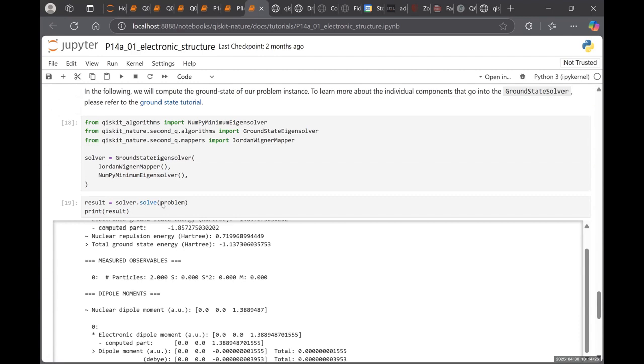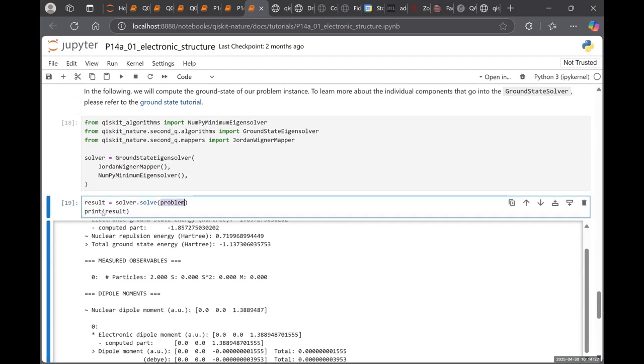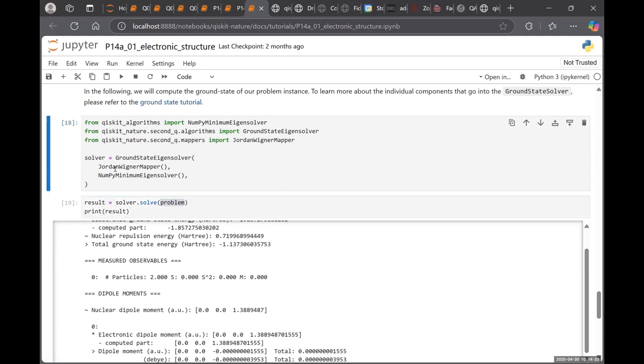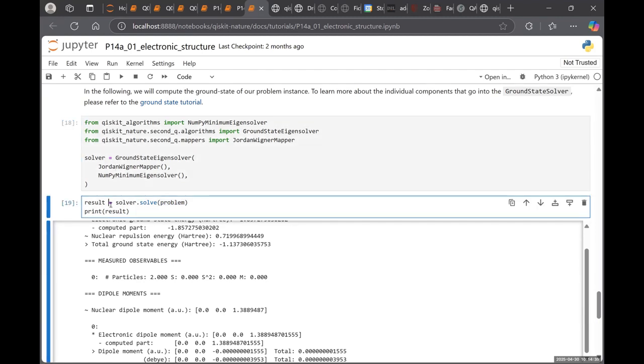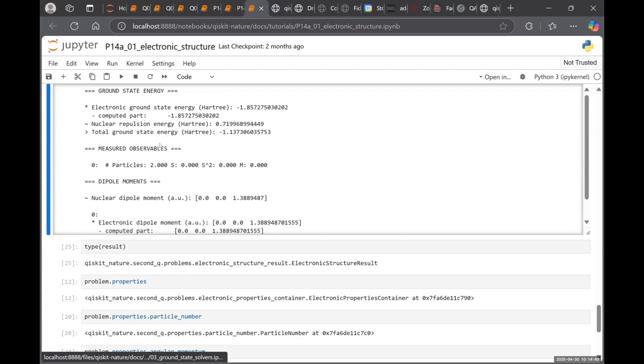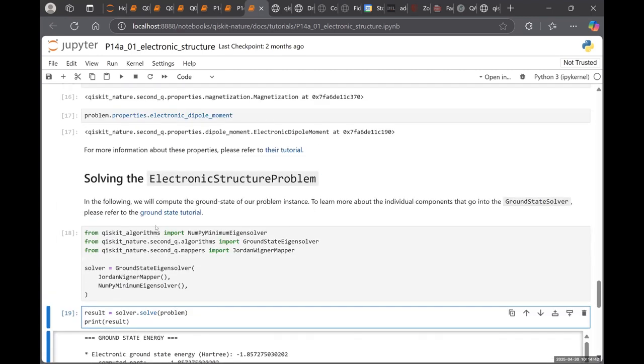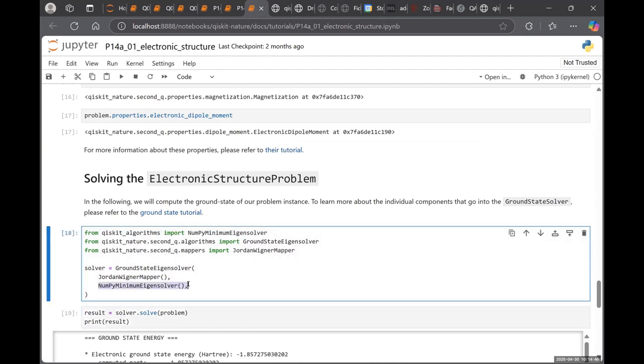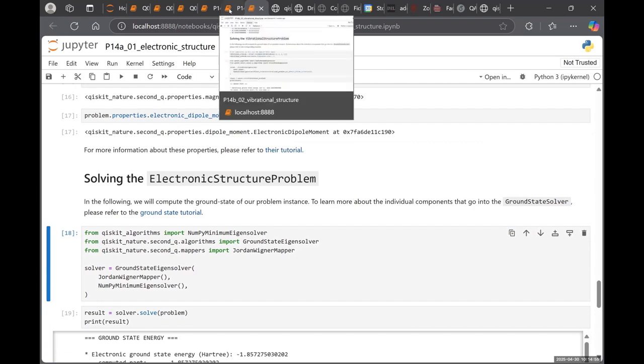Perhaps when they solve, they don't change the problem; things will just be collected into the result. I cannot say for sure because I'm not an expert in this. But this is solving the electronic structure problem, and you see it's using the NumPy eigensolver. It's really not quantum. So you could replace this by a VQE, VQC circuit, etc.